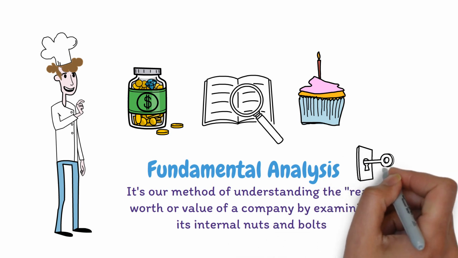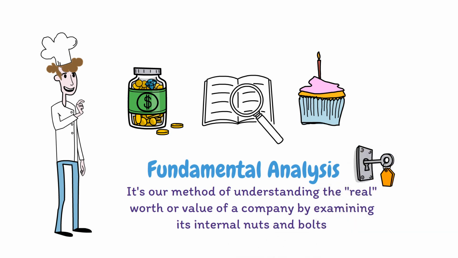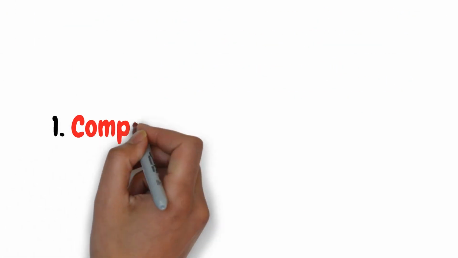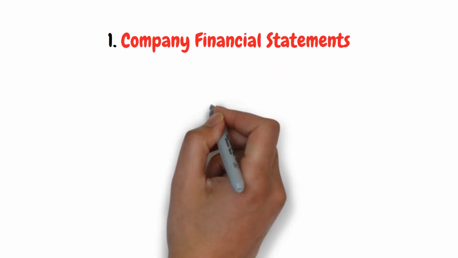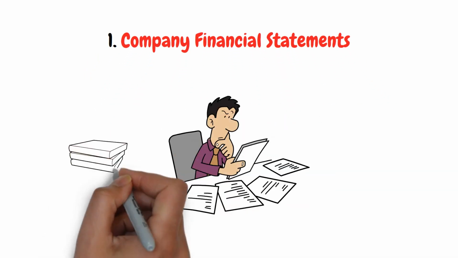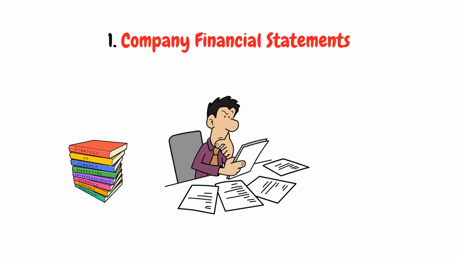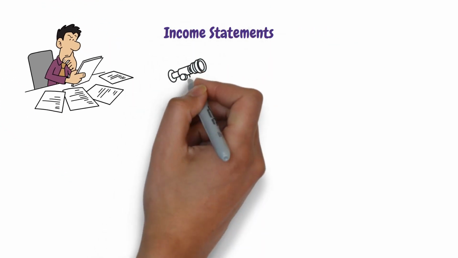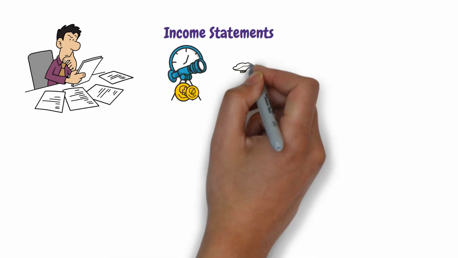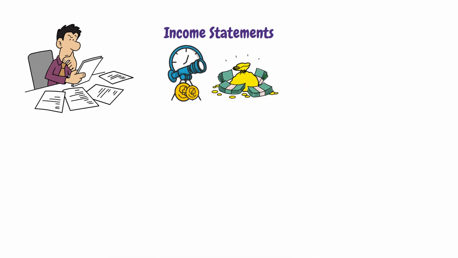Here are some key components to review when determining the value of a company. 1. Company financial statements. Think of these as the company's report card. Just like how you'd examine grades in different subjects, investors look at income statements. This tells us how much the company earned and spent over a period. A bit like checking how much the bakery sold and its expenses.